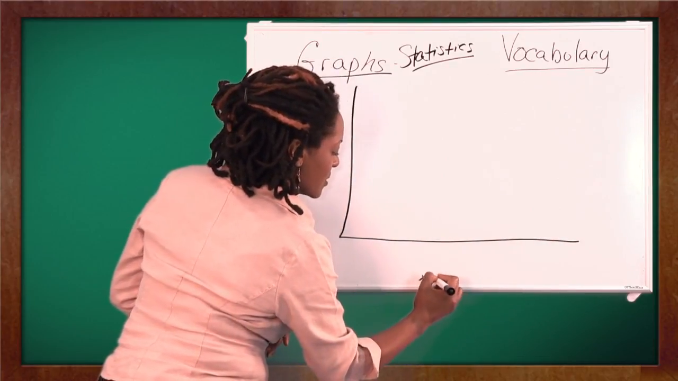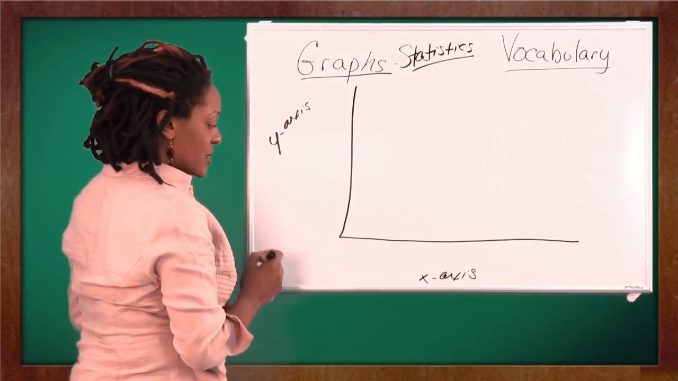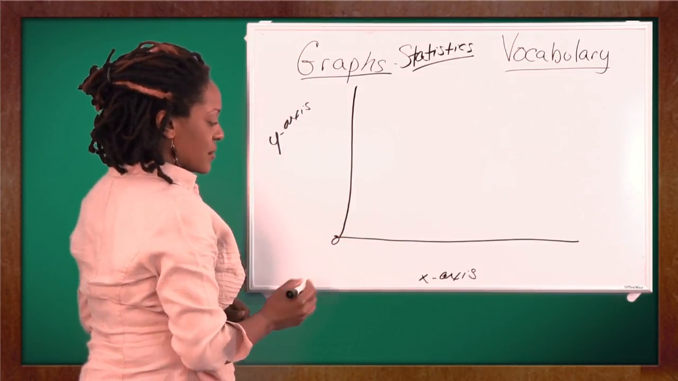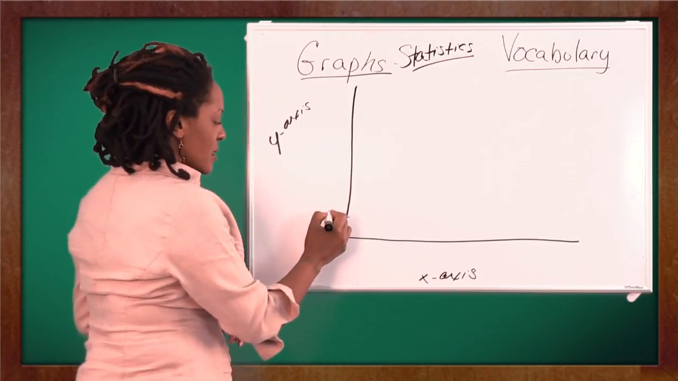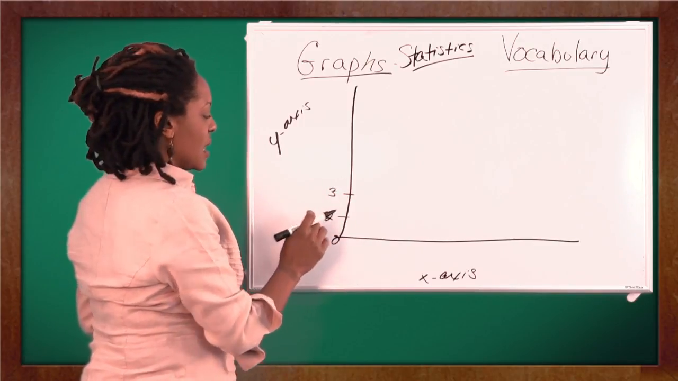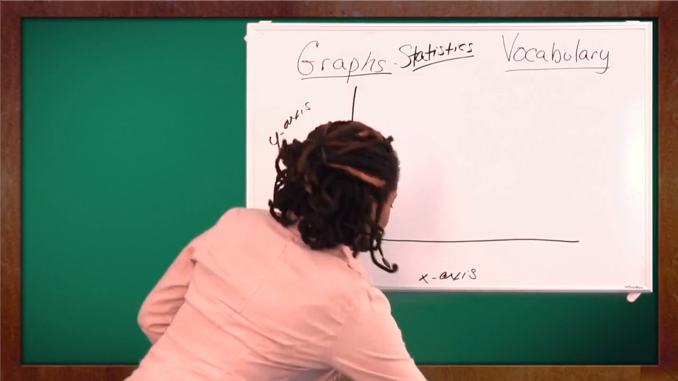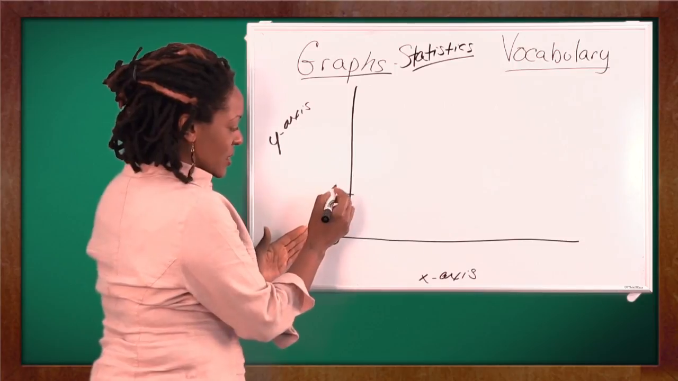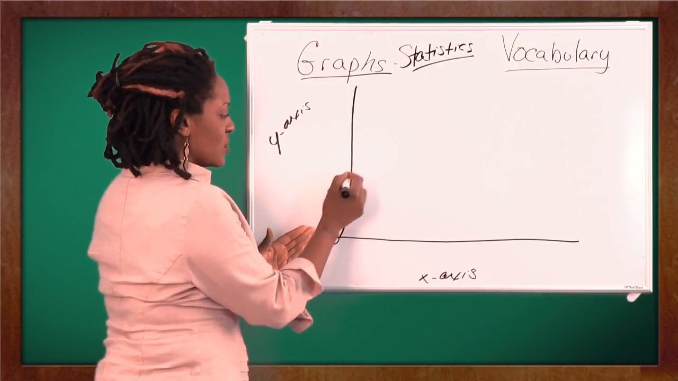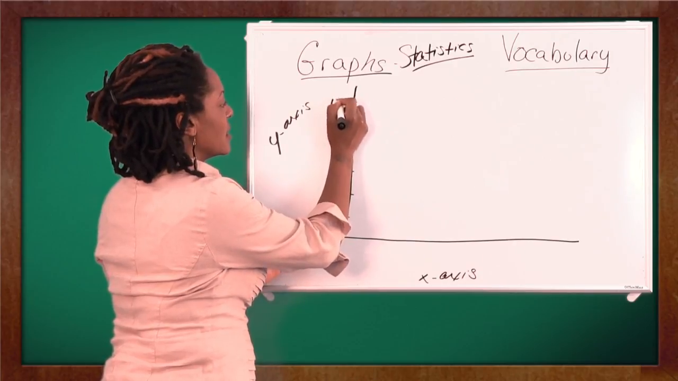So remember, this down here is the x-axis. I'm going to put some numbers in here, starting at 0. Most graphs will not take time to go 1, 2, 3. We're not going in single numbers. We're going up by twos: 2, 4, 6, 8, 10, and 12.